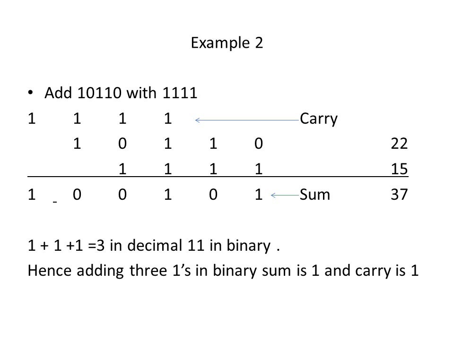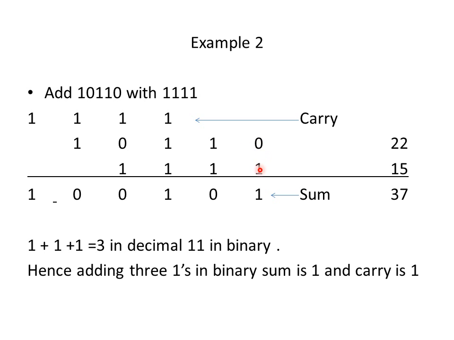Let us take another example. Here there are two different numbers, 1 0 1 1 0 and 1 1 1 1. 1 0 1 1 0 is equivalent to decimal 22, and 1 1 1 1 is 15. So the result will be 37. Let us see whether it is coming as 37 or not.